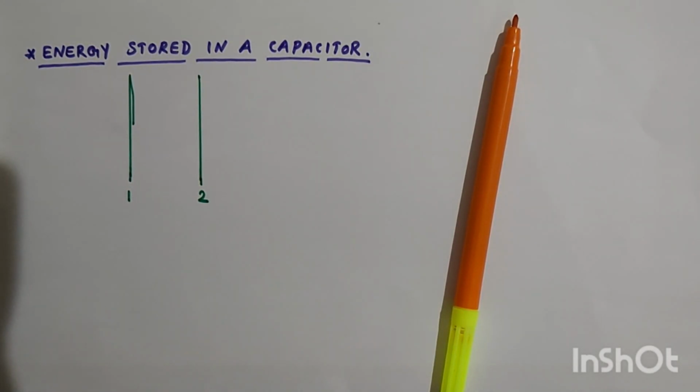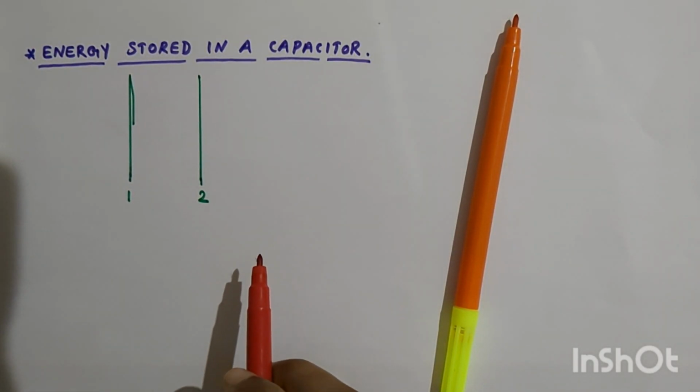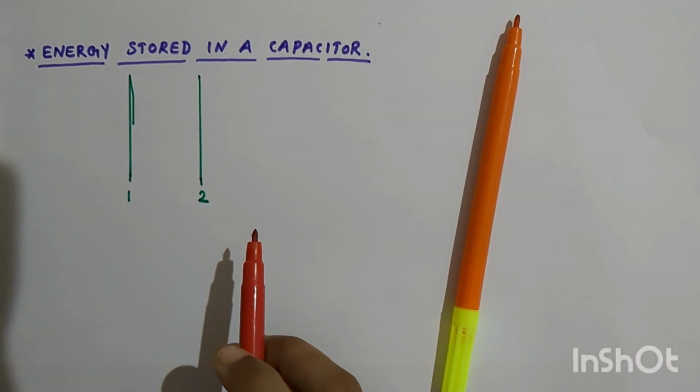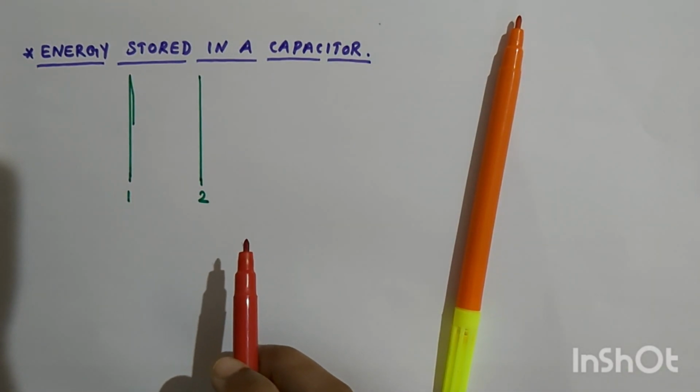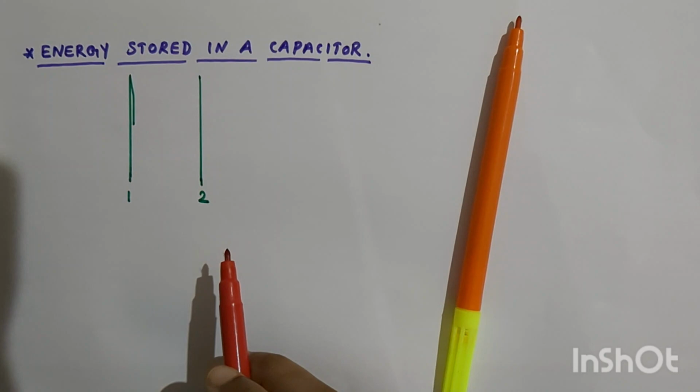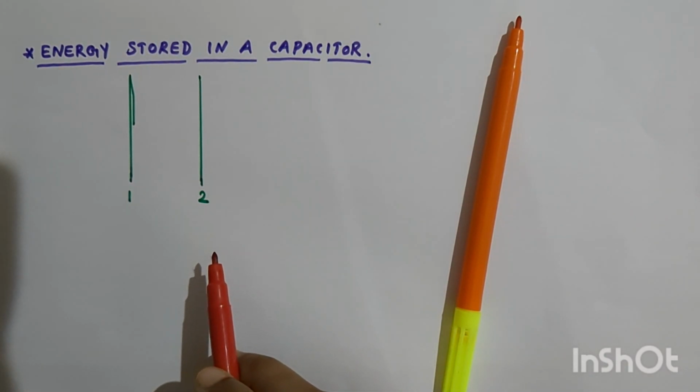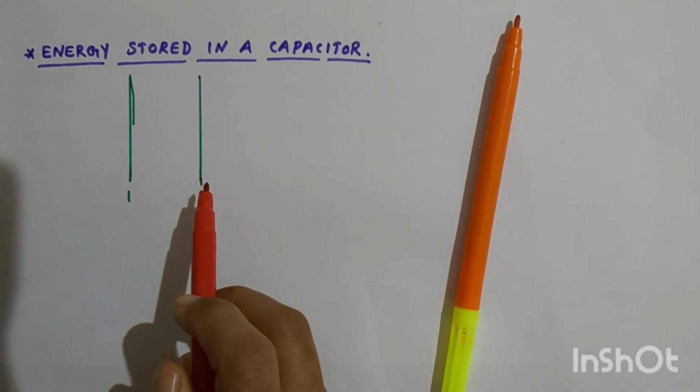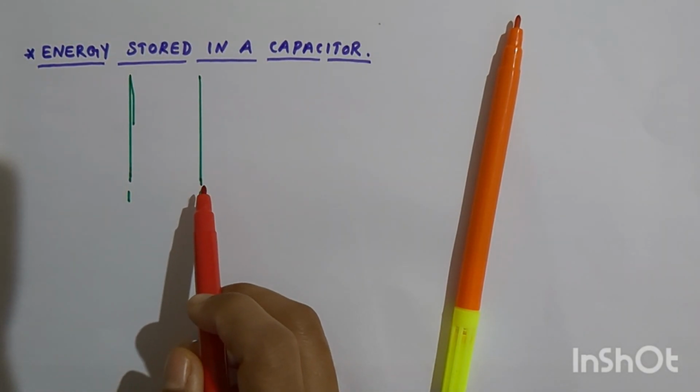Hello everyone. In this video, we are going to discuss the topic energy stored in a capacitor of class 12 physics from the chapter 2, electrostatic potential and capacitance. So here, initially, I am considering two uncharged conductors 1 and 2.